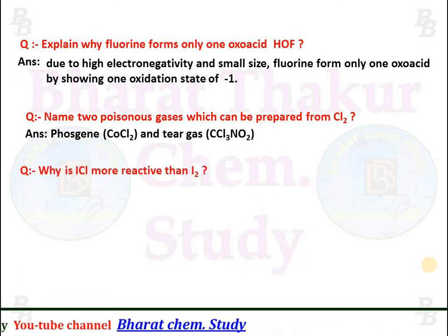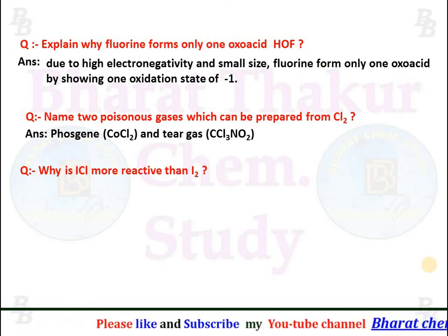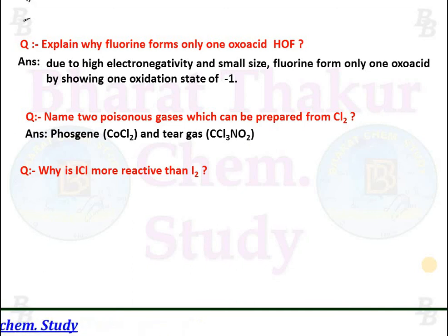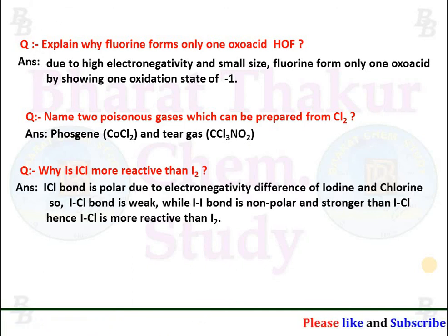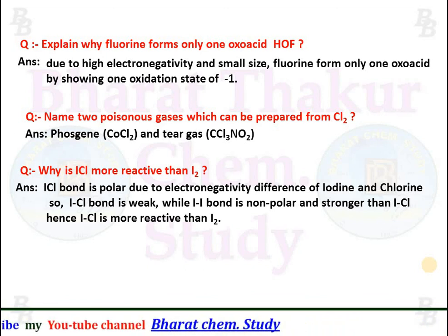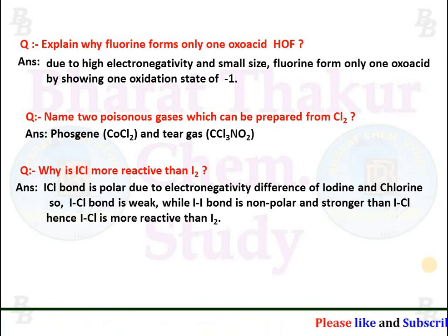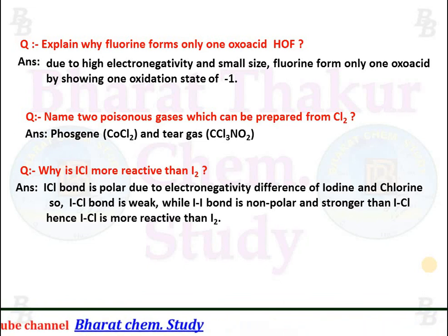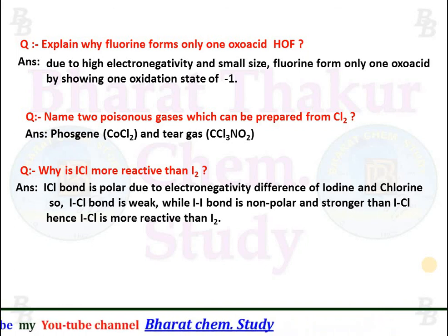Next question is why ICl is more reactive than iodine. The question can also be put as why interhalogen compounds are more reactive than halogens. The answer is that the ICl bond is polar due to the electronegativity difference between iodine and chlorine. So the ICl bond is weak, whereas the I-I bond, that is the bond present in iodine, is non-polar and stronger than the ICl bond. Therefore, ICl is more reactive than iodine.